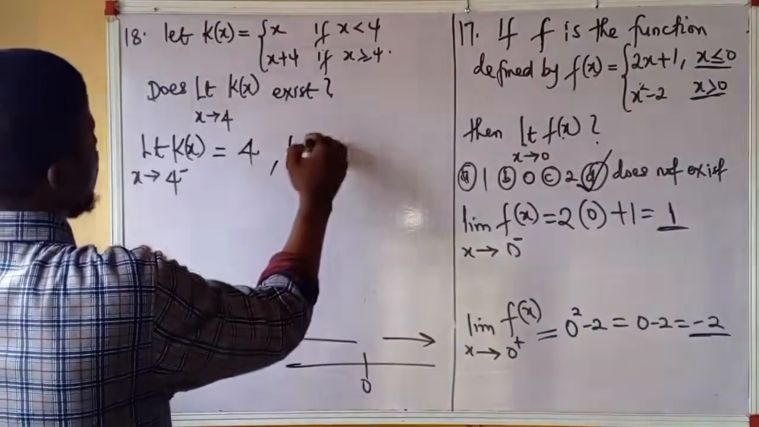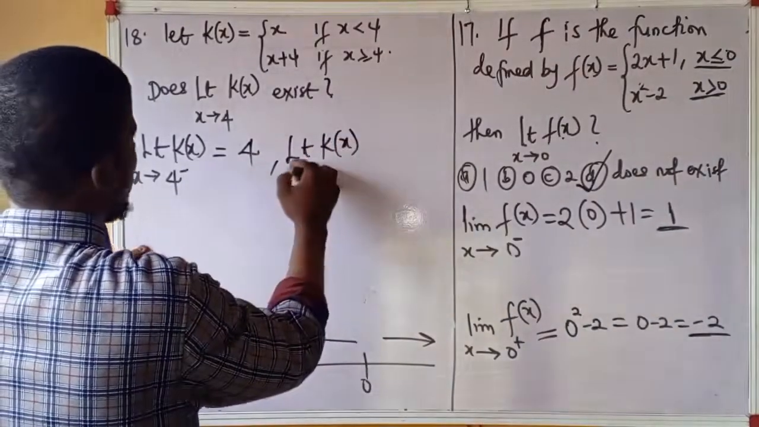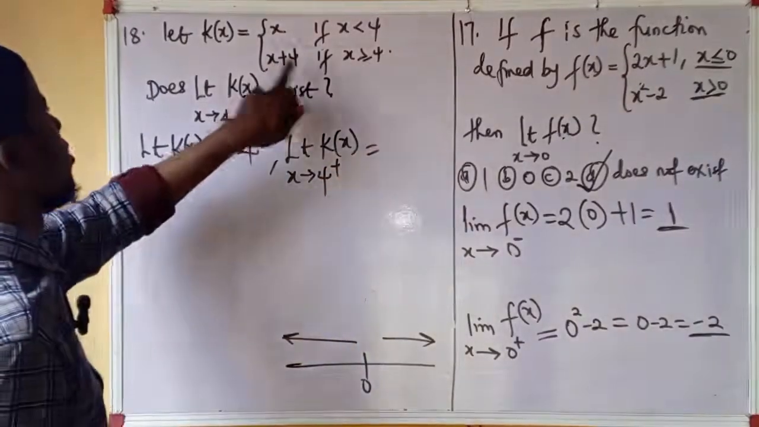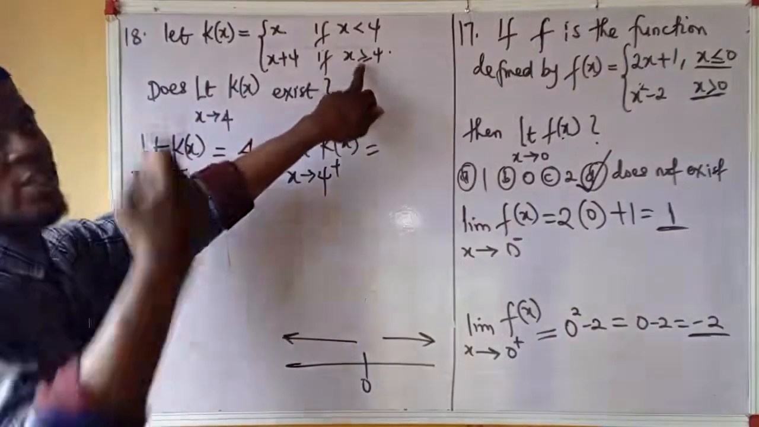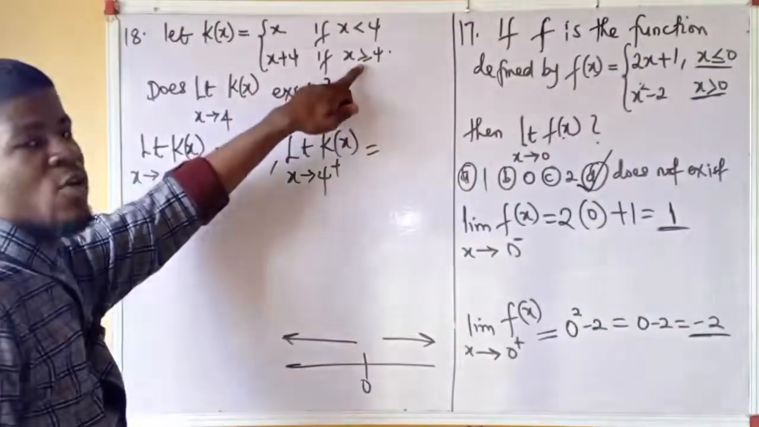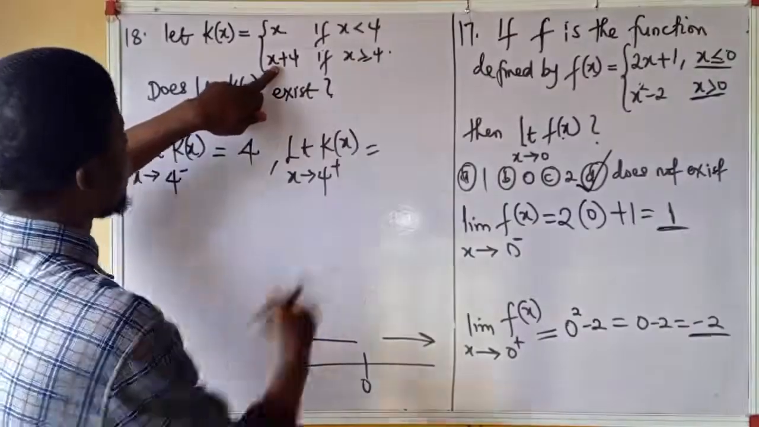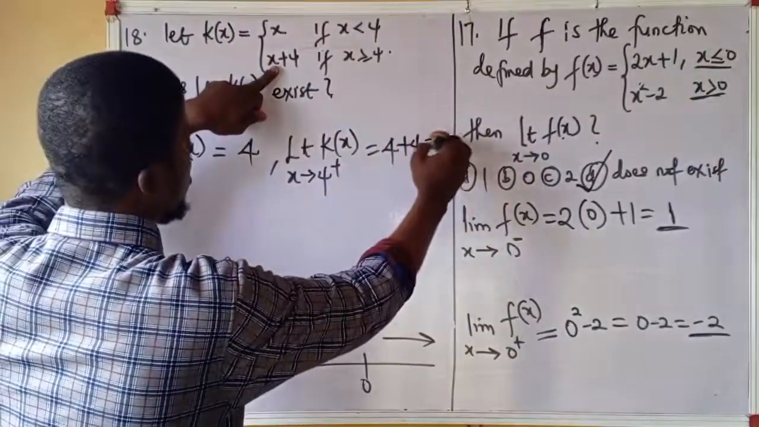Then the limit of k of x as x approaches 4 from the right, what will it be? Plug in 4 here because we have greater than 4. So from the right means numbers bigger than 4. So I'm using this interval and I have x plus 4. So this will be 4 plus 4 and that's 8.